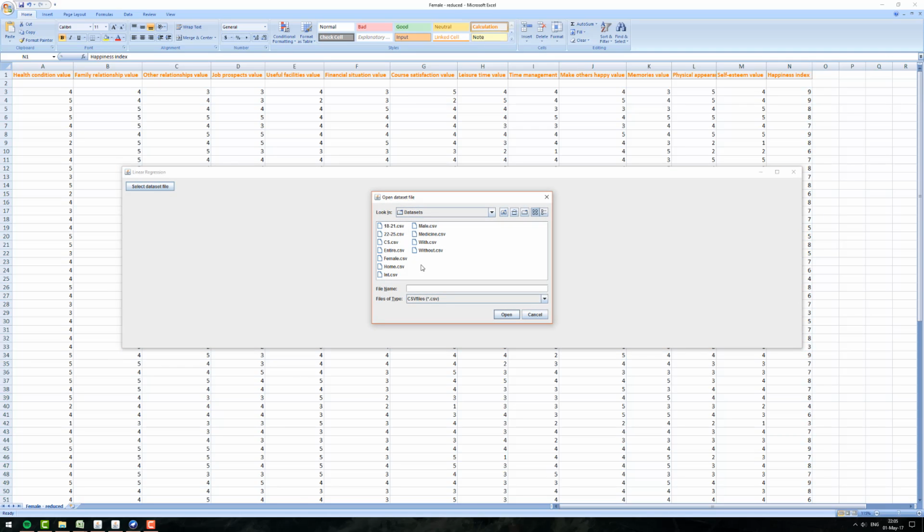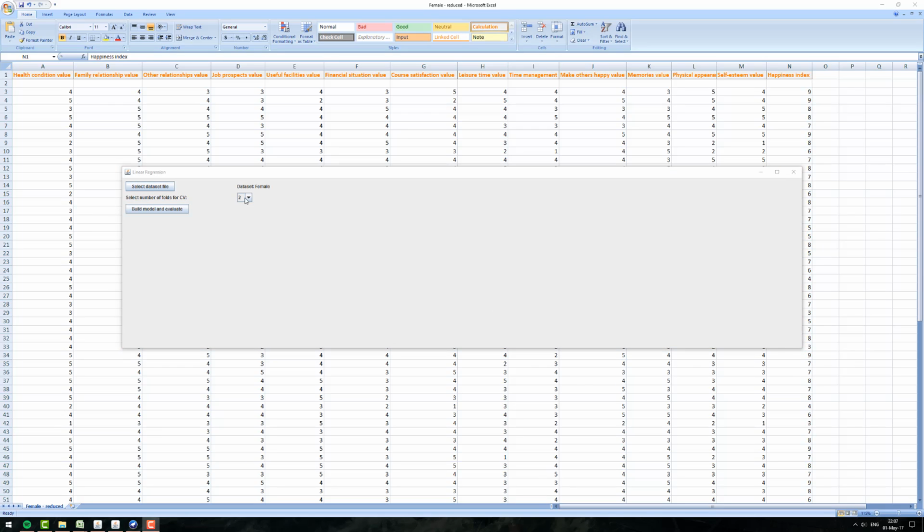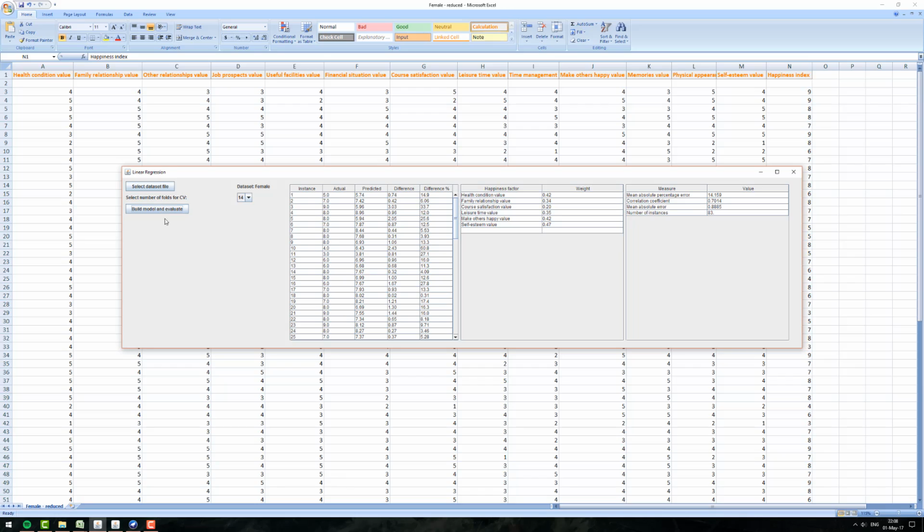The first step is loading a dataset, which in this case is the female dataset. The second step is to select the parameters of the algorithm. We can now run the algorithm and see the results. These come in the form of three tables. The first table is called the predictions table. Its first column contains the true happiness indexes of the students, the ones with which they had responded to the questionnaire. The third column contains the predicted happiness indexes, the one that linear regression predicted.